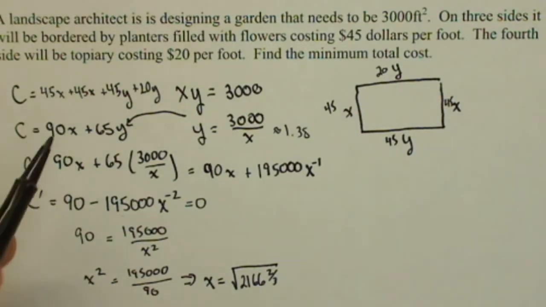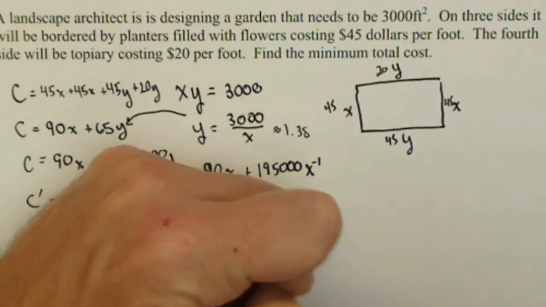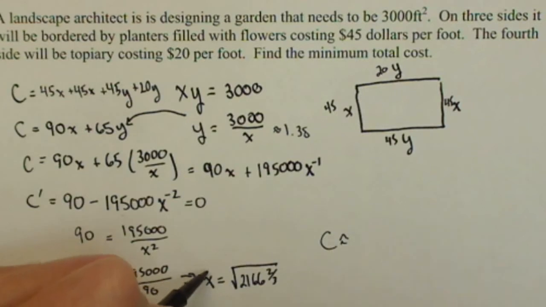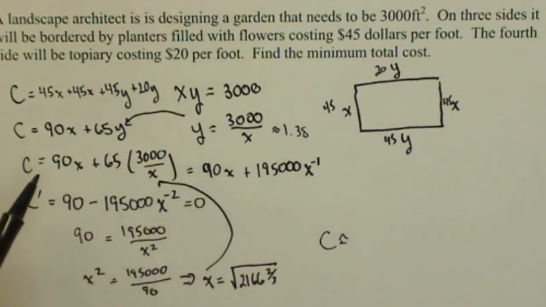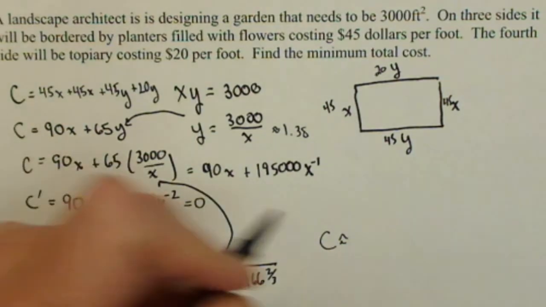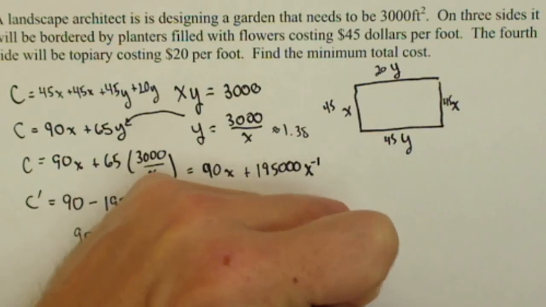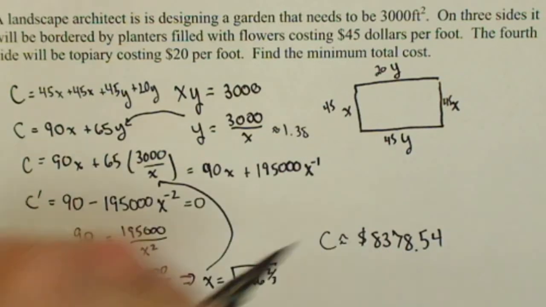But to get our total minimum cost, we can just plug our x value into our cost function right here. So, getting our total cost, we get $8,378.54.